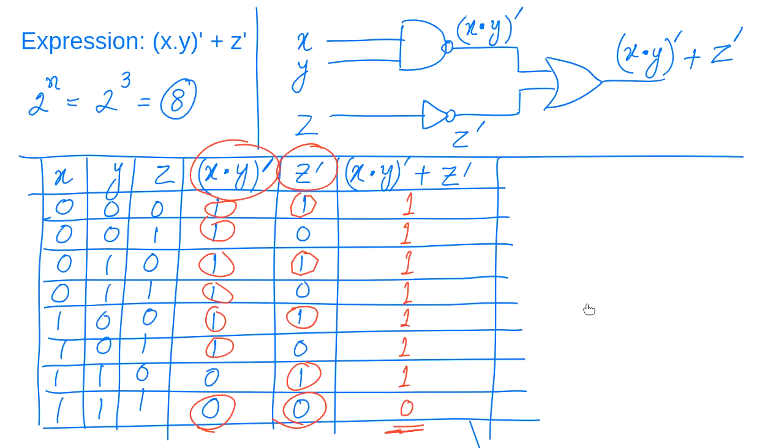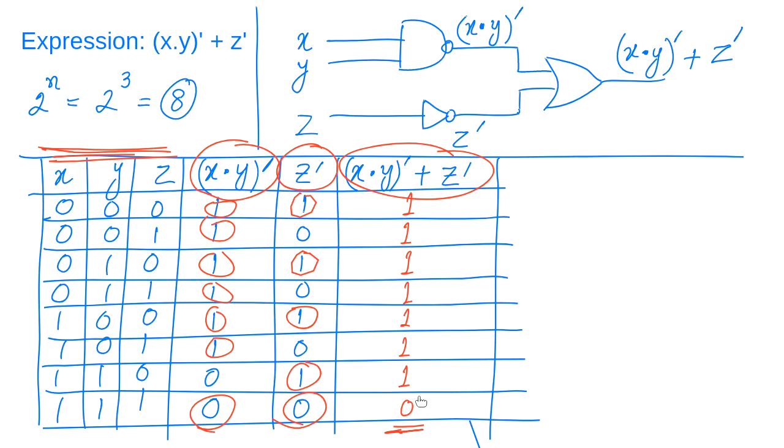Ideally, you are required to mention the input columns and the final output column. But you can use the in-between stages to make your truth table easy. You can add more columns, like I did for x dot y inverse and z inverse, so that you can easily fill out the final output column.